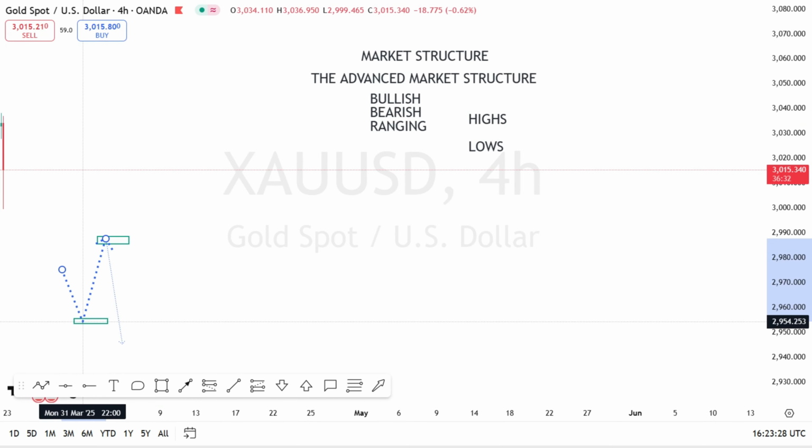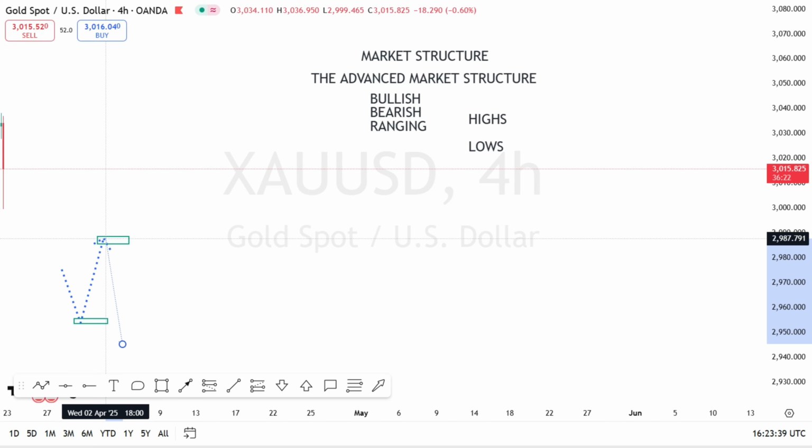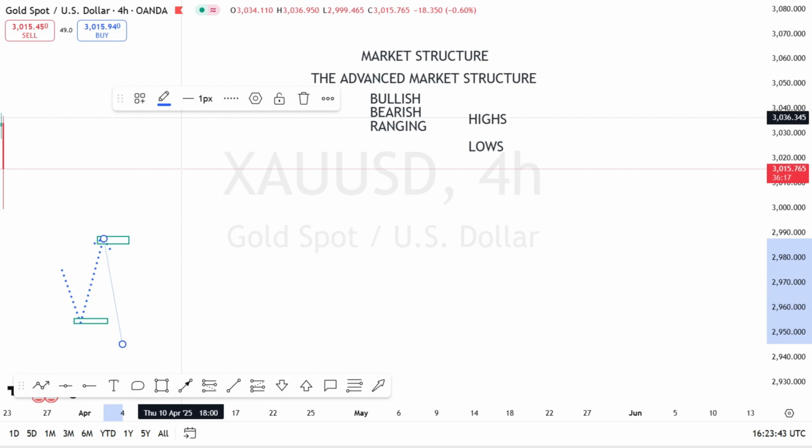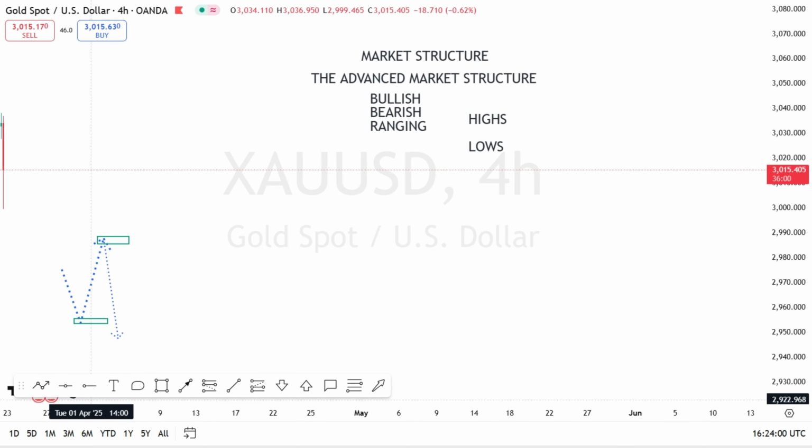Your low, your high. The market will first create a low over here, then create a high over here. All right. The next step is the market will then pull back to take out this low. Once it takes out this low, the market will then move upwards again to take this high.